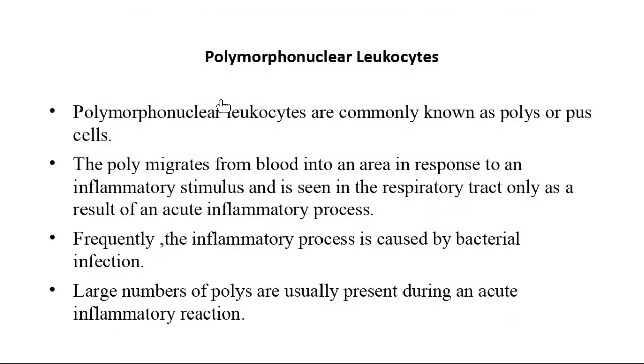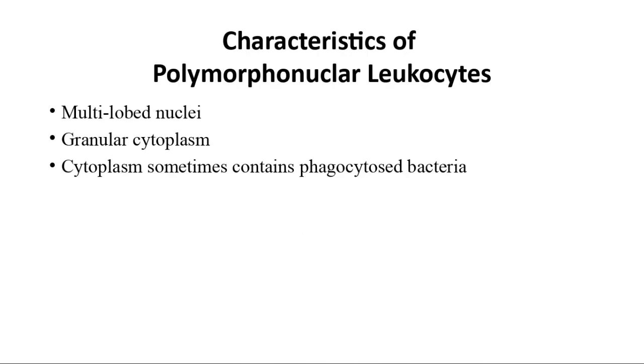Now the second type of cell, as you said, is the leukocytes, or the immune cells. So yes, the immune cells are the polymorph neutrophils. They are present there in large numbers. Look here, they have multi-lobed nuclei. They have granular cytoplasm, and the cytoplasm contains phagocytosed bacteria.